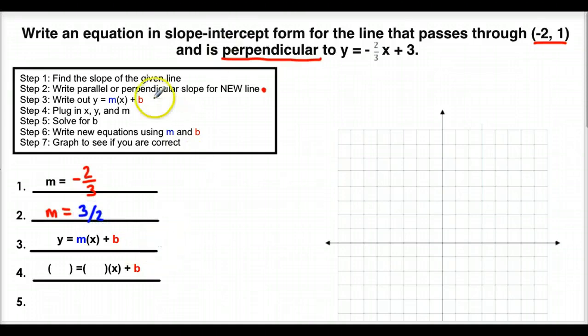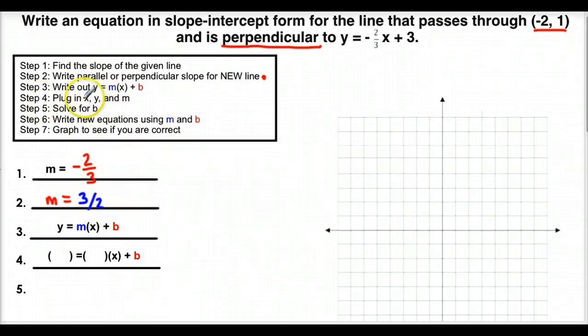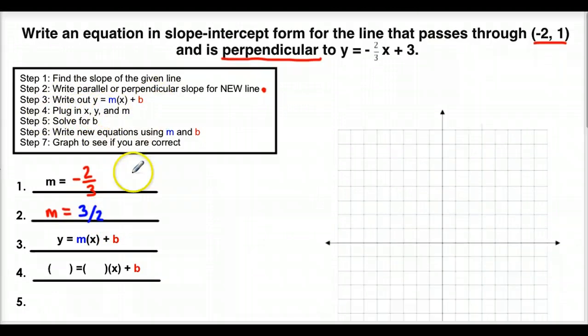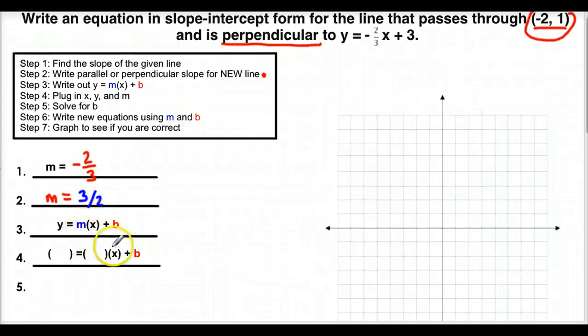Step 3, we want to write out y = mx + b. I did it for you here. Maybe you should start doing that on your own. Step 4, we're going to plug in x, y, and m. Our x and y is these points, and our m is the perpendicular slope we found. So let's plug in our x, y, and m. Our x is -2, our y is 1, and our m is 3/2.